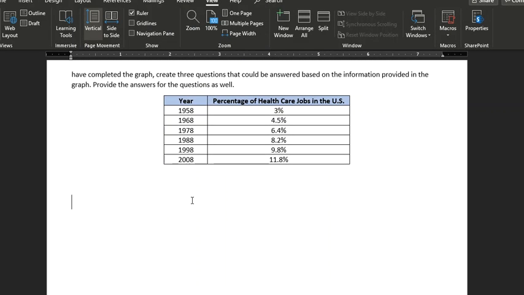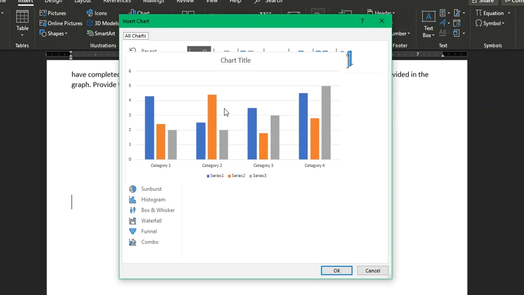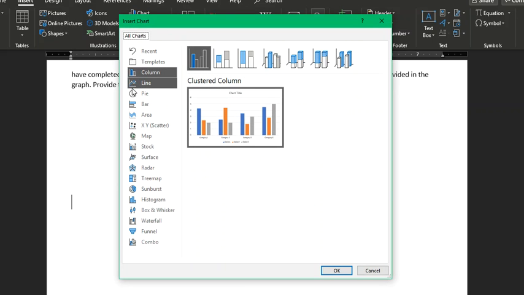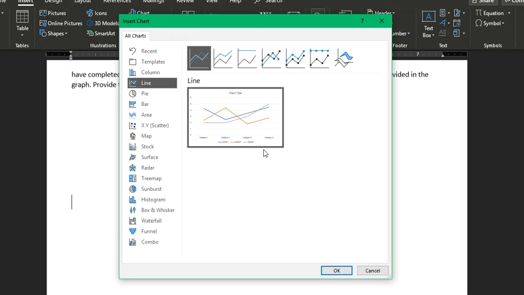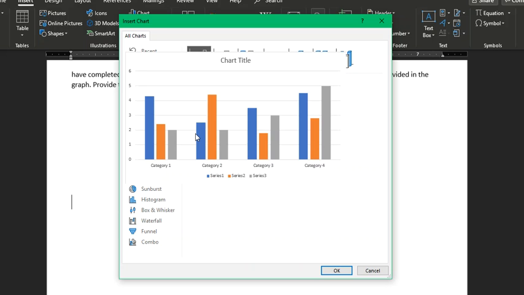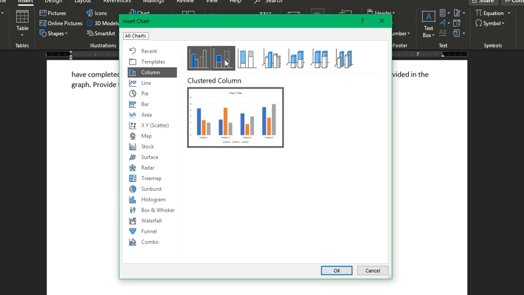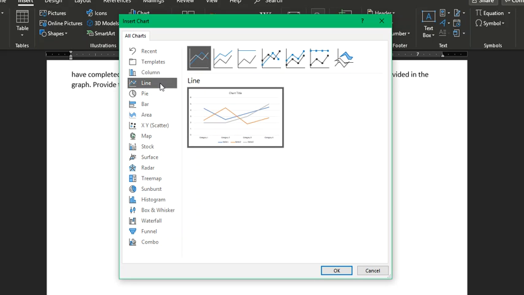So there's our data table that I gave you. If you go to Insert at the top of your document, if you're in Word, you can insert a chart. Then you can decide if you want to do a bar graph or a line graph, whichever you prefer. When you push OK, make sure you're only using the number of lines that you need. For example, how many years are there? There are 6 years, so you're either going to have 6 bars or 6 dots.